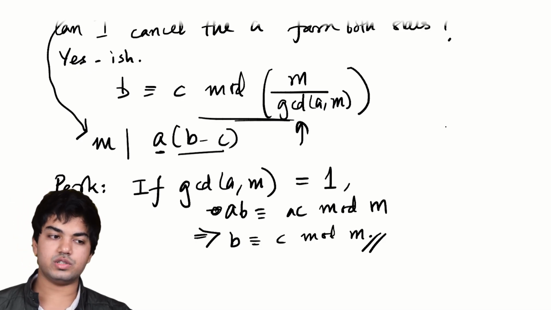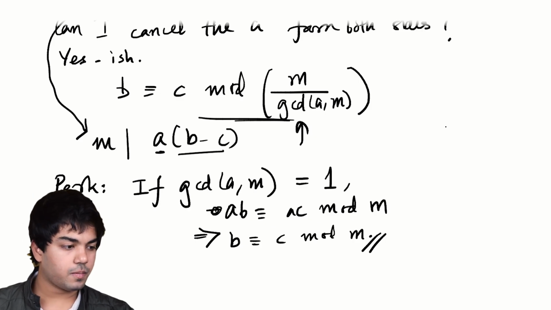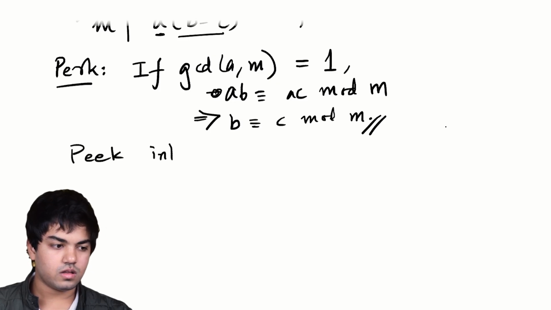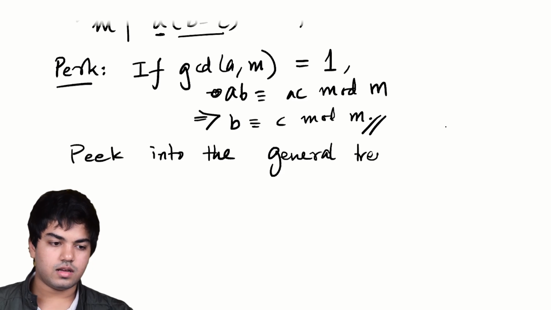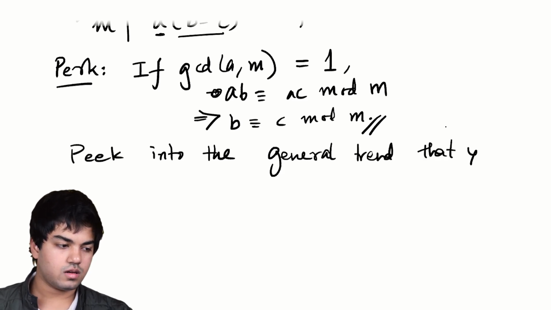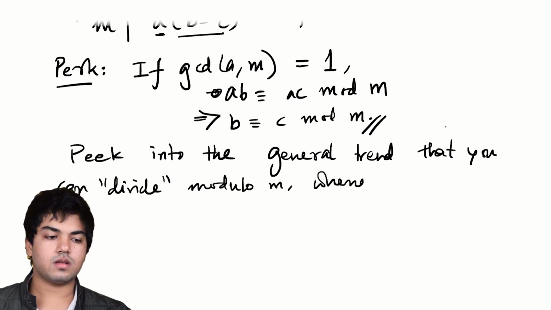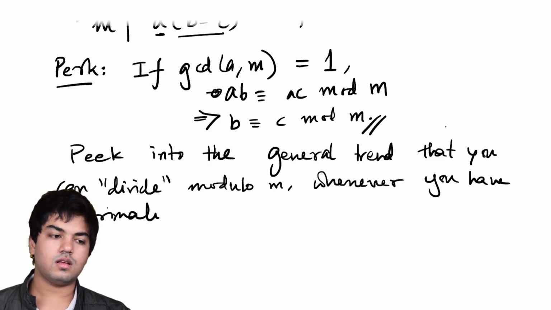This is a part of a general trend that you can do division modulo m whenever you have coprimality. That's the idea.